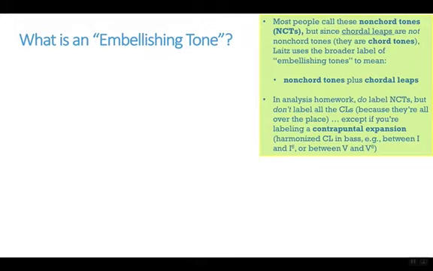So in your analysis homework, I do want you to label NCTs, non-chord tones, but don't label all the chordal leaps, because you're going to find chordal leaps all over the place. The only exception would be if you're labeling contrapuntal expansions, then you can label your CLs, like if you're going between 1 and 1/6 or between 5 and 5/6.